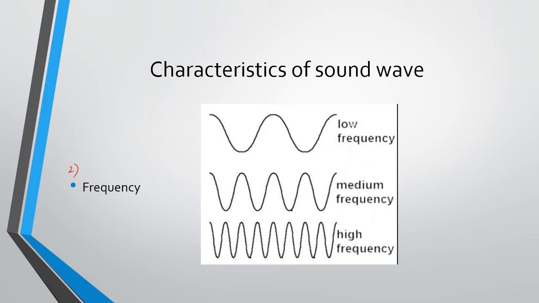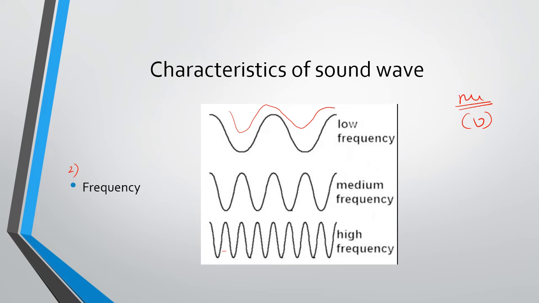So that is the second characteristic of the sound wave, that is indicated by nu, and it is written as this. Okay, this is known as nu. So this is low frequency. Can you see how it is? The wavelength is more, so low frequency. This is medium frequency, and the wavelength is less, so it is high frequency.